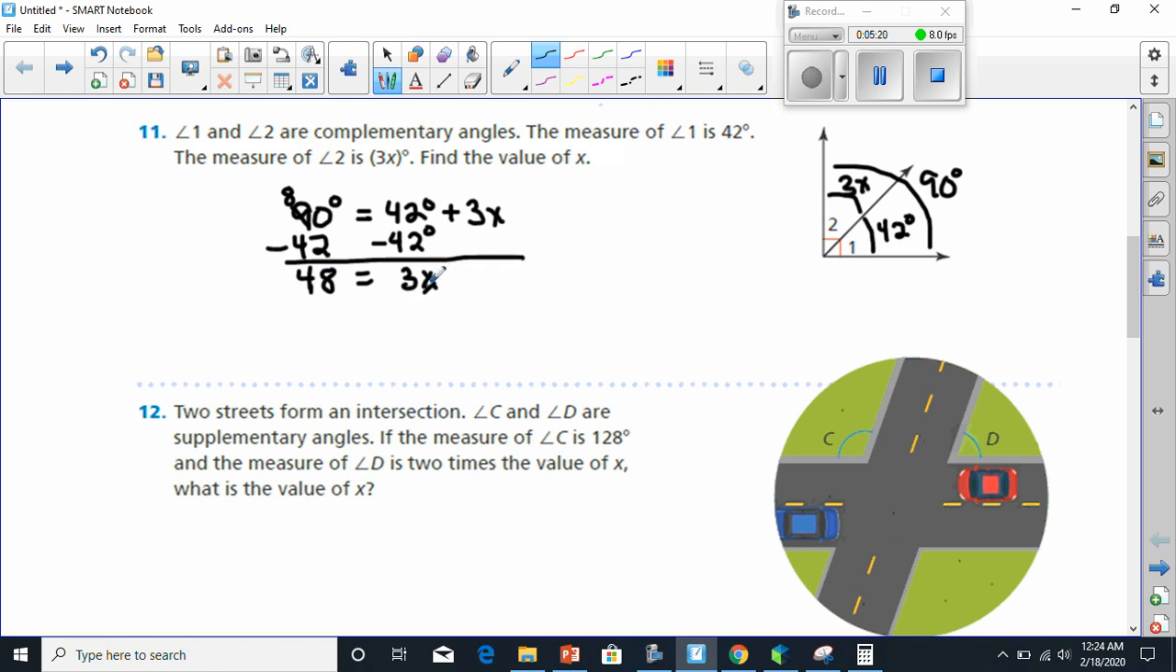Now that I know that, I can use my properties of division to isolate x by itself by dividing 3 away from it. Whatever I divide from one side, I divide from the other. Now I have to say, what is 48 divided by 3? Well, 48 divided by 3 will give us 16. So 16 is x.